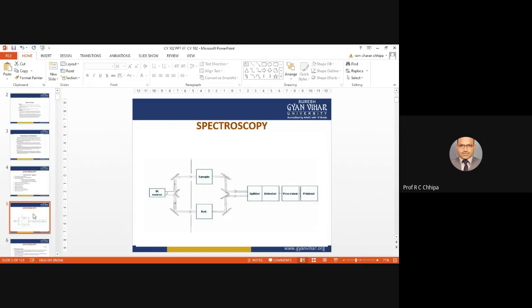What is that particular source? Whether that is the ultraviolet, whether that is the infrared, whether that is the visible radiation, all of you are well known about the X-ray. Anyone have experience of the X-ray of bones? Anyone? So what will be the source?